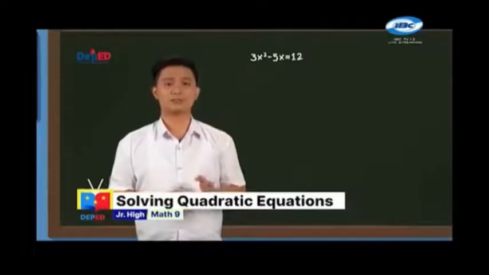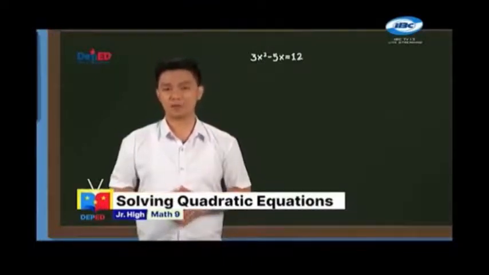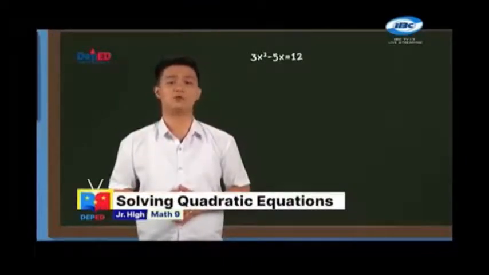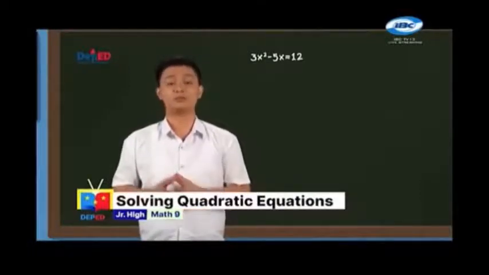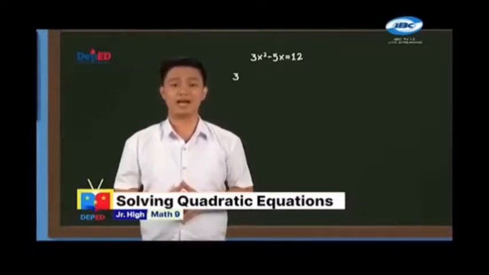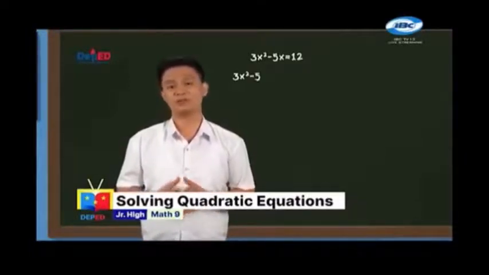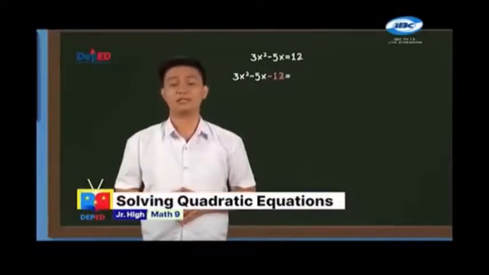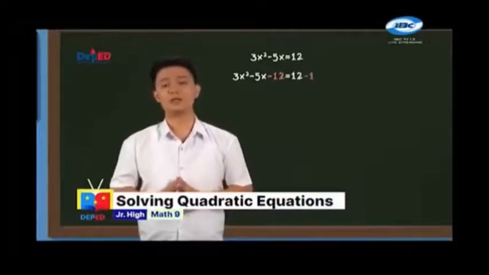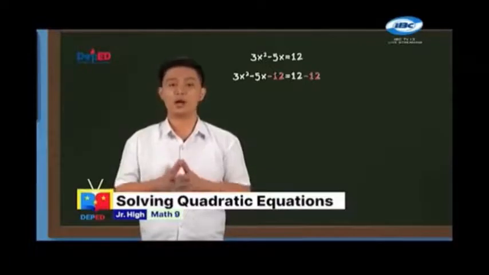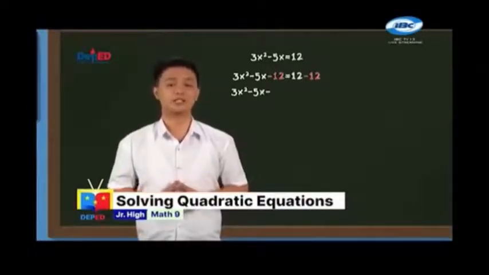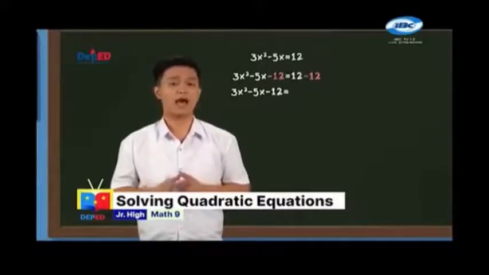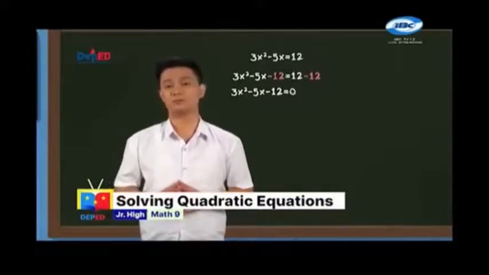First, we express the given in the form ax squared plus bx plus c equals 0. All terms must be on one side, while the other side has to be 0. Alright, so let's subtract 12 from both sides to achieve the said form, the standard form if you remember. Take note that this trinomial is an example of the case where the leading coefficient's absolute value is greater than 1. So, how do we factor such a trinomial?